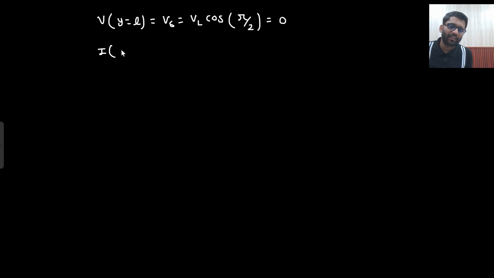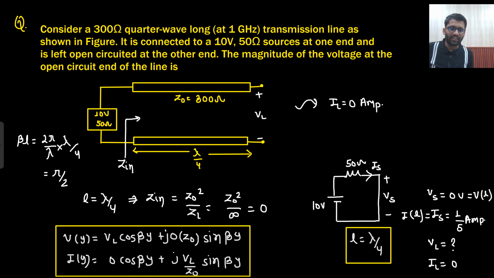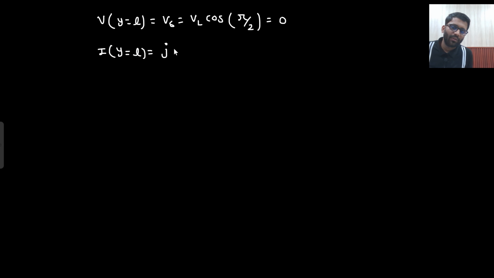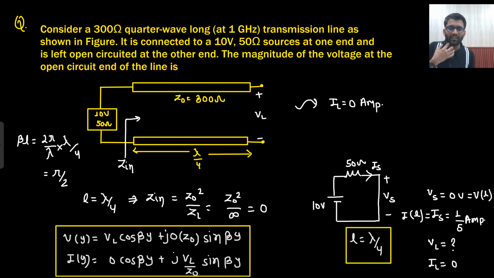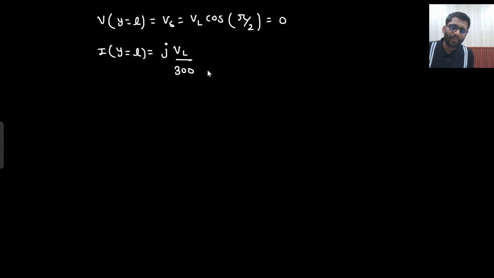Let's write down the I expression. I at y equals to L, what would that be? J into VL, that I need to find, divided by Z naught. What is the value of Z naught? 300. Sin beta L. What is the value of beta L? Beta L is pi by 2. And this is equals to your Is, right? And that is equals to 1 by 5 ampere. So from here you can get something conclusive, right?